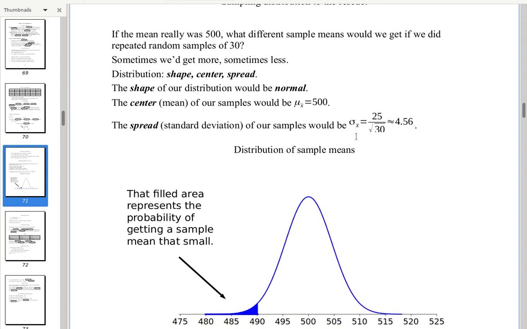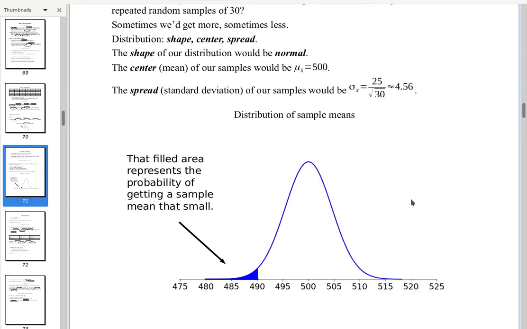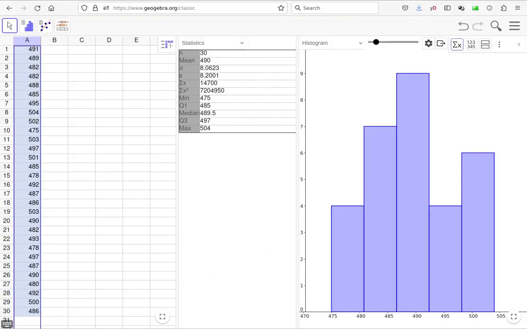And so for that, we need the standard deviation of the sample means. That's sigma sub x bar. Remember, that's the population standard deviation sigma divided by the square root of n, and that gives us 4.56. So we now have enough information to actually calculate this area shown on the distribution of sample means, and we do that using a normal distribution.